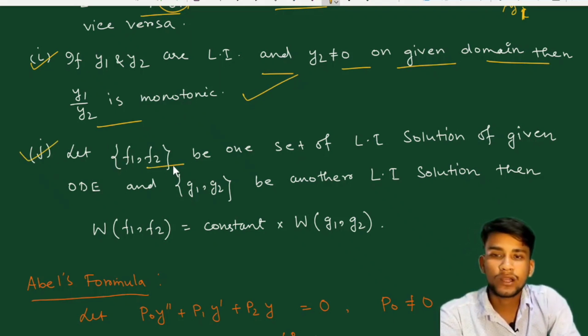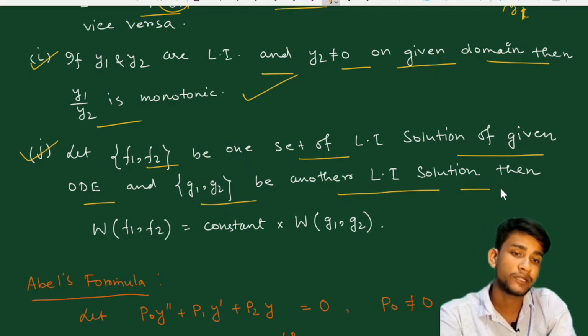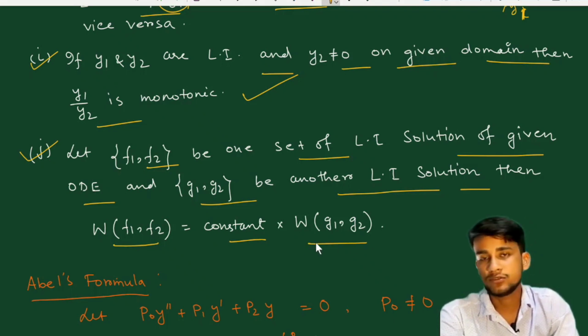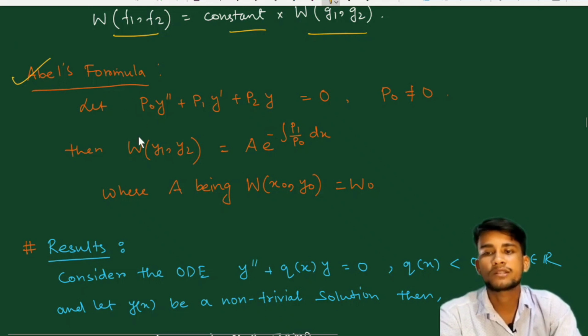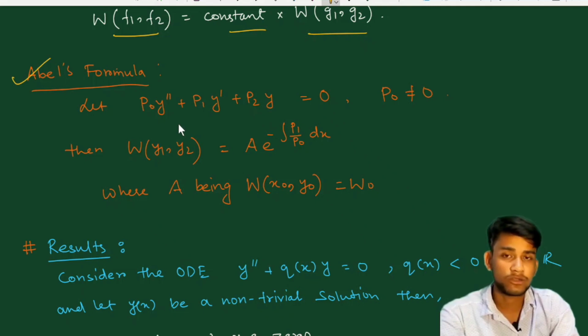(j), let f1 and f2 be a set of linearly independent solutions of the ODE and g1 and g2 be another linearly independent set of solutions, then Wronskian of f1, f2 is equal to a constant times the Wronskian of g1 and g2. Okay. These are the results. Now let us come to Abel's formula to find the Wronskian of a system of an ODE. Based on this formula, questions also come in the exam.